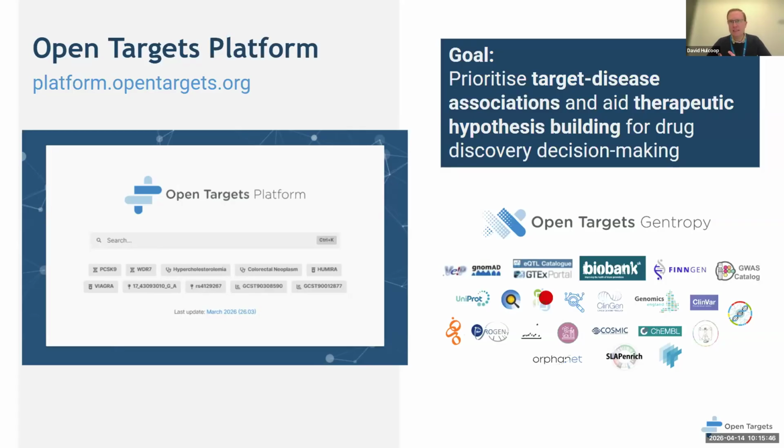So we try and build target disease associations and aid therapeutic hypothesis building so that you can make the best decisions when you're doing drug discovery. And we need to bring together lots of different data sources to enable us to do that.